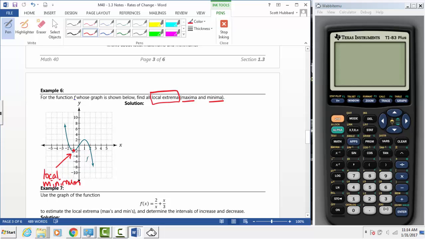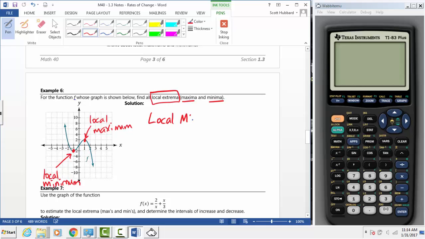So anytime the graph changes direction, we'll call that a minimum or a maximum. And this one is the minimum, and we call that a local minimum. And can you see where there's a local max? The local max, again, is going to be wherever the graph changes direction. And it looks like the graph changes direction right here. It goes from up to down. And so that right there would be a local maximum. Okay?